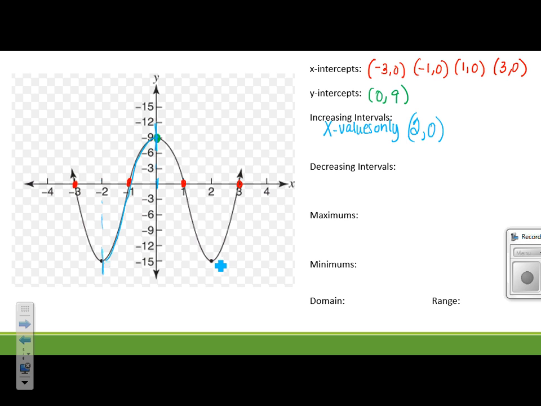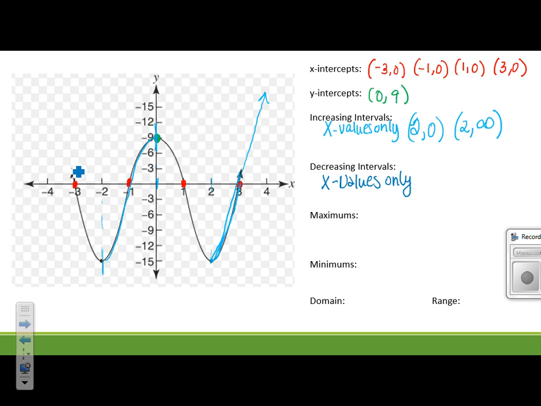It's also increasing, you notice, right here. And that's from, oh, that should be -2. Okay, because that's a -2, sorry. Then it's also increasing from 2, and this goes on forever and ever. So from 2 to infinity. Okay, your decreasing intervals, we also use x values only.